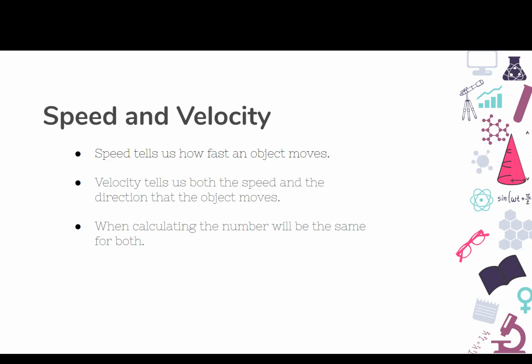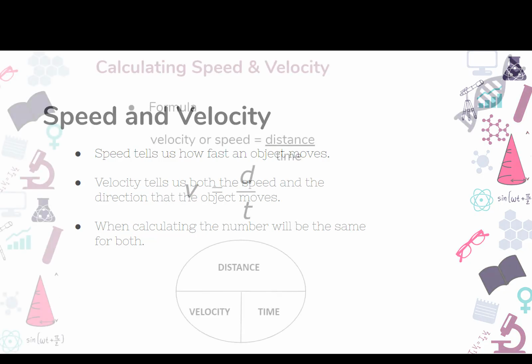The only thing different between velocity and speed is that with velocity we add the direction the object is going, and sometimes it's not north, south, east, and west. Sometimes it's just down the hill or towards their house. It just gives direction on what's going on.